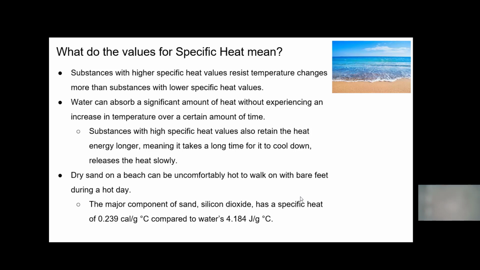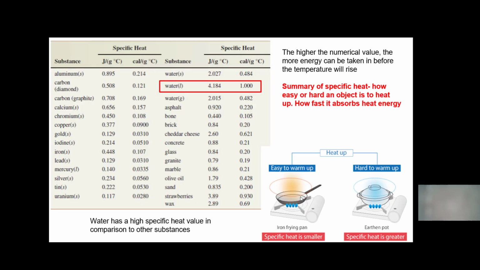Substances that have smaller values don't do that. They heat up very quickly, and they put out that heat very, very fast. So here's a chart of substances. As you can see, metals have a very, very small numerical value.